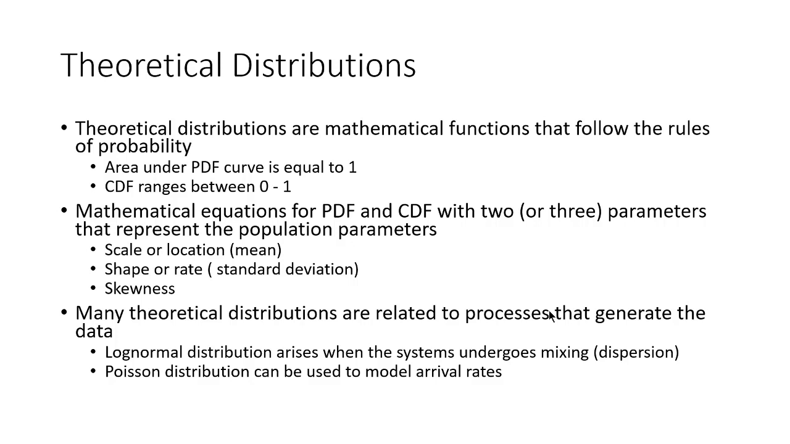So as long as these conditions are being met, any algebraic function can serve as a PDF or a CDF. And what PDFs and CDFs typically do is they use 2 or 3 parameters to represent the population. Okay, so these are called population mean, population standard deviation, or more rigorously in statistics, they use the scale or location for mean, and then the shape or weight for standard deviation.